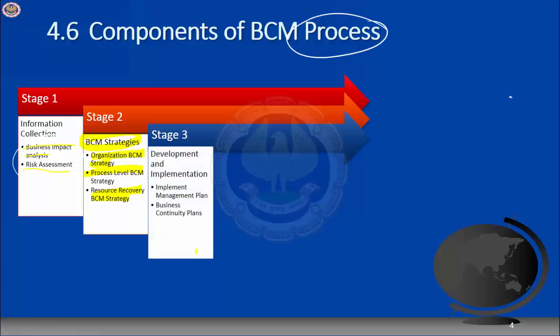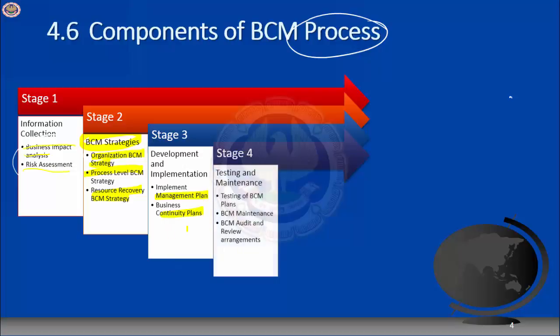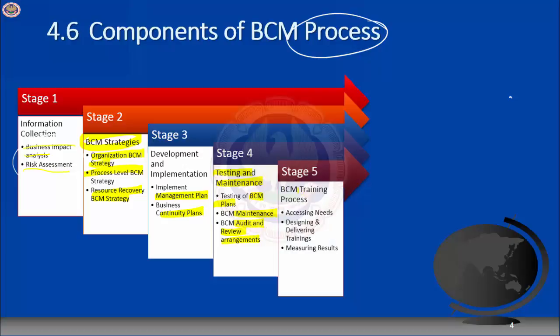Stage 3, we are getting into development and implementation, where you focus on the management plan and the business continuity plans. Stage 4, we'll look at testing and maintenance. Here we're testing the BCM plans, looking at business maintenance, and also the audit and review arrangements which are required. Stage 5 focuses on the BCM training process. You look at the needs, which pertains to assessing needs, designing and delivering the training as required, and you also measure the results of the training.